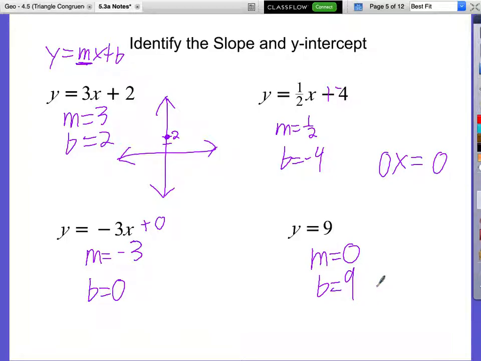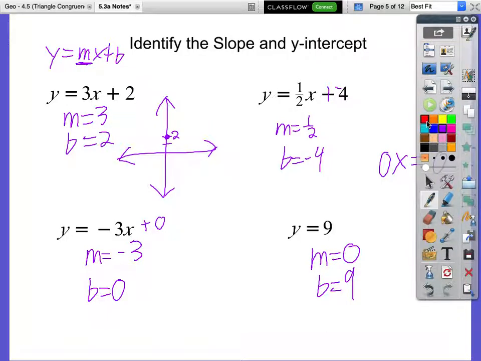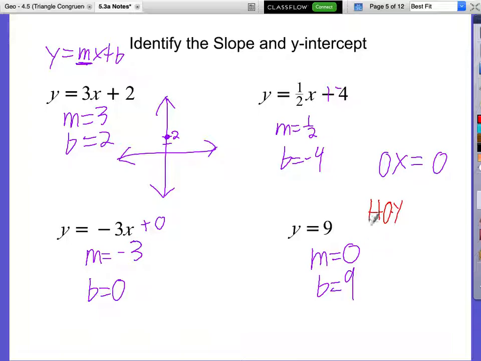Okay? You guys remember this weird acronym I had, right? HOI, you guys remember that? Horizontal lines have a slope of 0, and the equation is y is equal to a number. Is this equation y is equal to just a number? Yeah, there's nothing else there besides the number. So it's a horizontal line, and the slope is? The slope is 0. Seeing that connection a little bit? Okay, good.